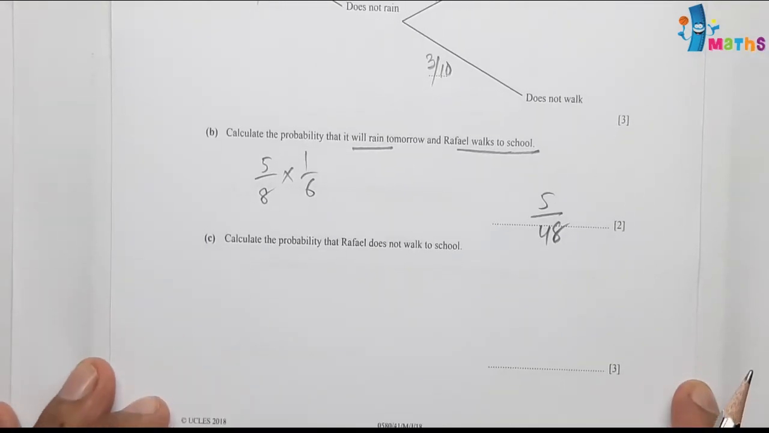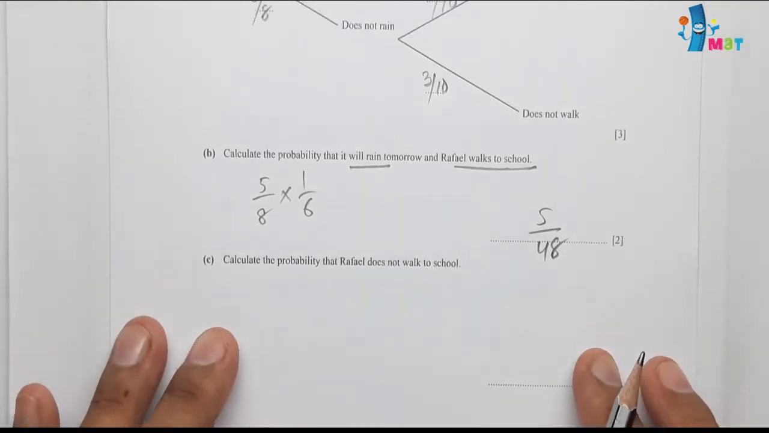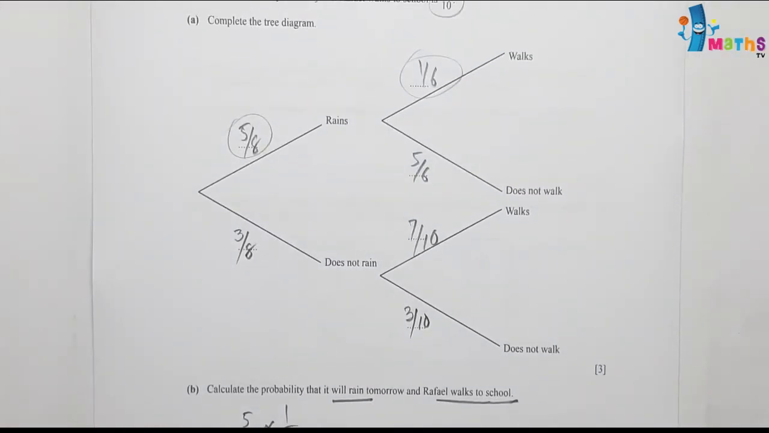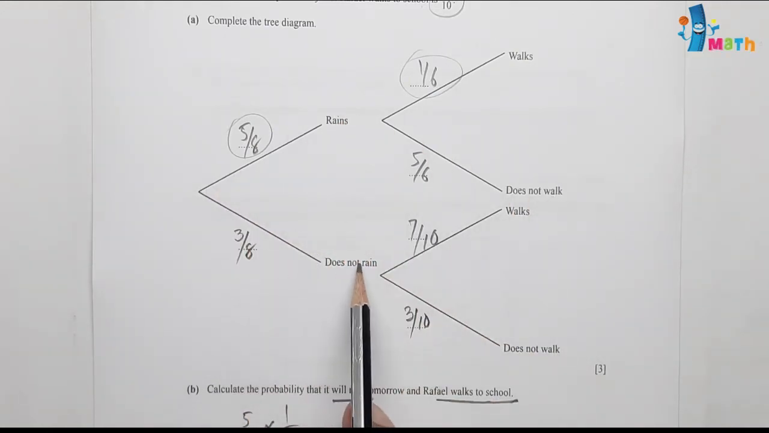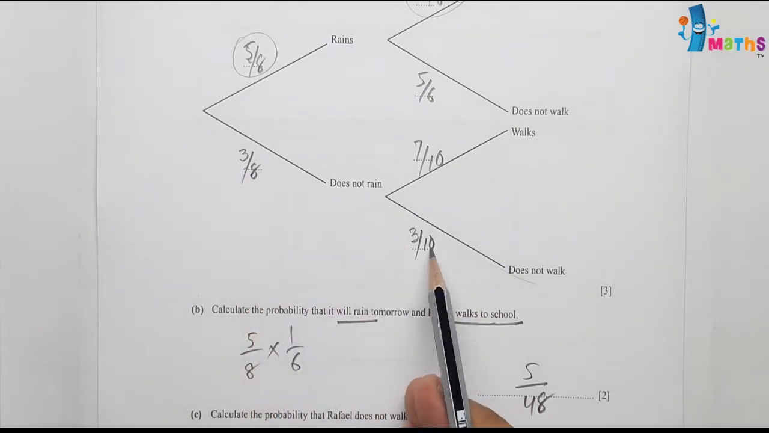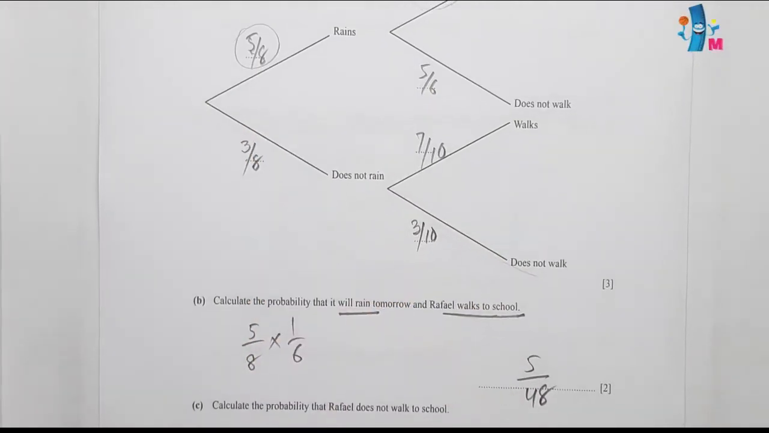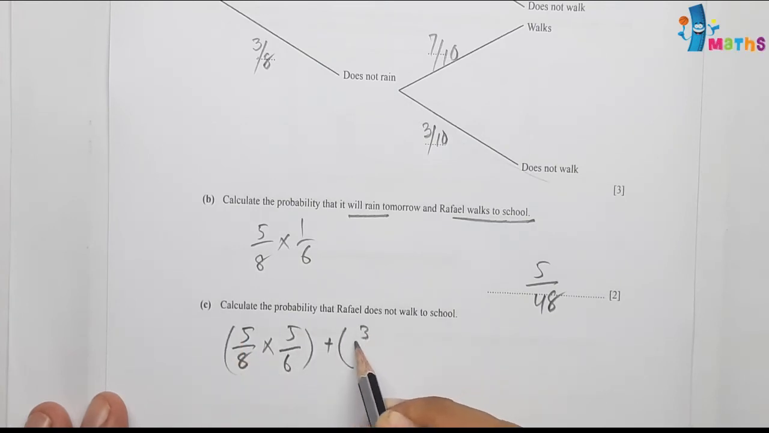Similarly, C part, calculate the probability that Raphael does not walk to school. Does not walk to school has two options. One is this one, rain and does not walk to school, and the other, does not rain and does not walk to school. So we'll take these two options, this multiply by this plus this multiply by this. So 5 by 8 multiply by 5 by 6 plus 3 by 8 multiply by 3 by 10.